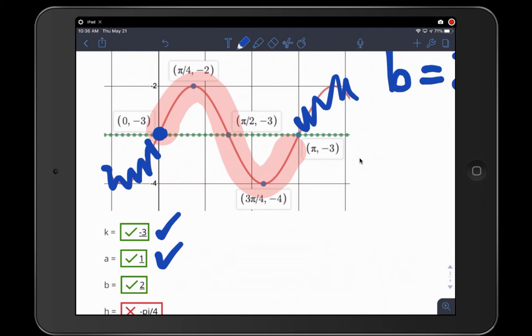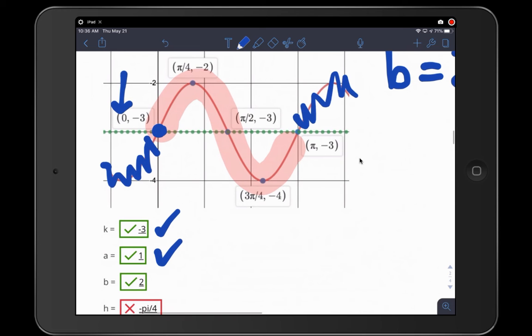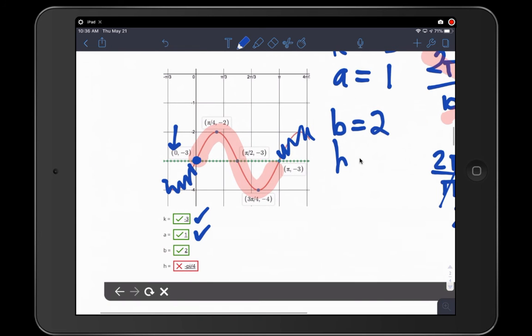And the h value is how far shifted to the left or the right from 0 your function is. So since this function is at 0 when it starts, that means you're not shifted left or right at all. You added 0, which is not even changing anything. So you could say that the h value is 0, which is the neutral value for h.